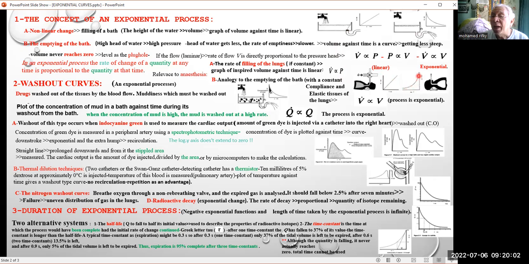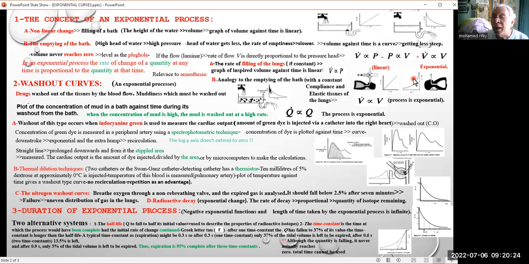So this is an exponential process during expiration. This is made by the elastic recoil of the tissues of the lung, of course, the compliance, which gives the lungs the capability to exhale. So this is a representation in an anesthetic way.